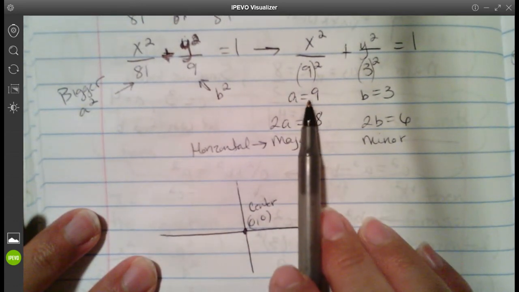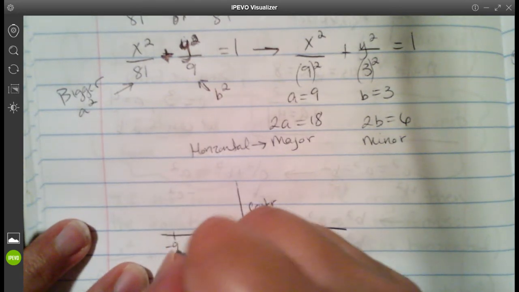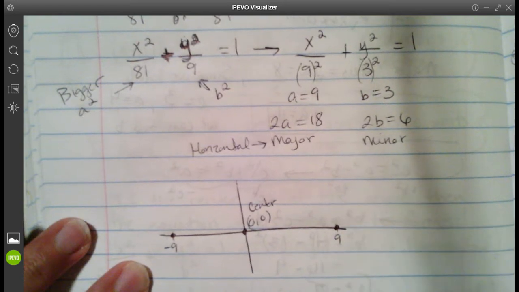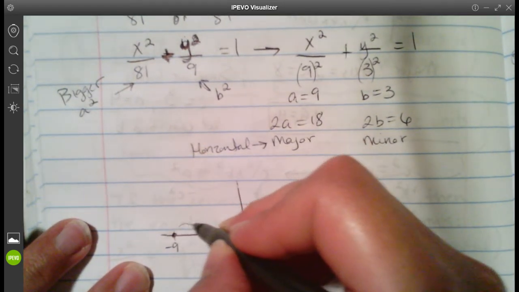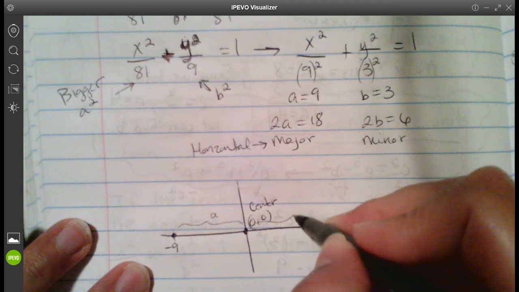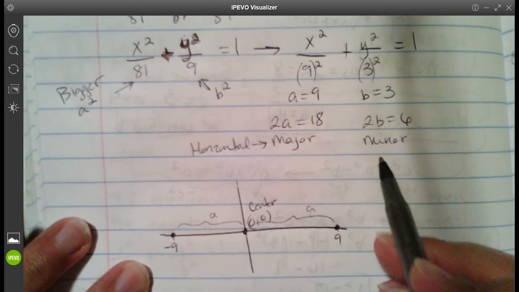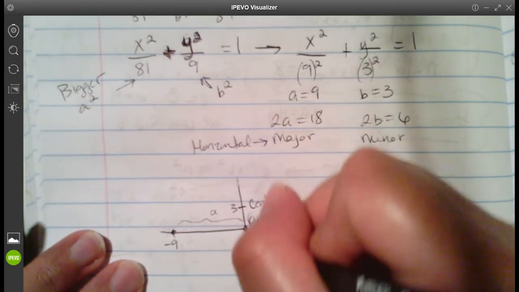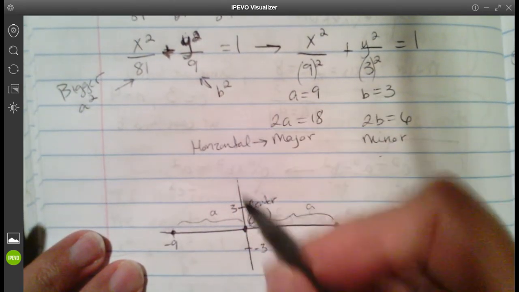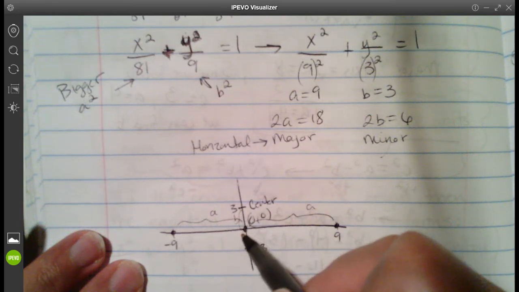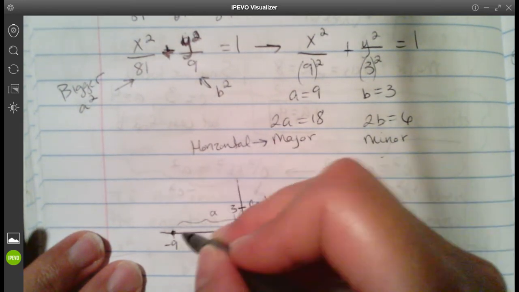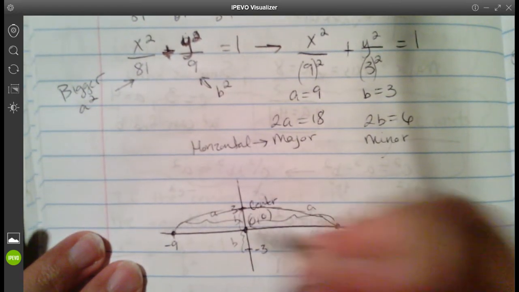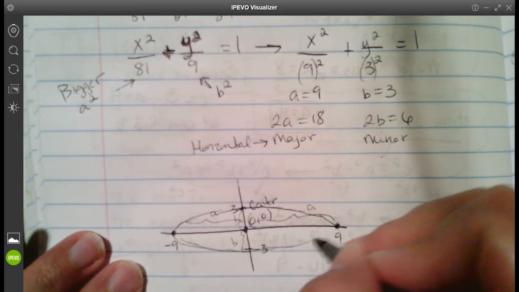And since my A is 9, that means that I'm going to go 9 over this way and 9 over this way. Remember, this whole thing right here, that's 1A and this is another A, which is a total of 2A. My minor is going to be 3. So 3 here, negative 3 here. And again, this distance right here is B. This one is also B. And we can kind of do our ellipse already. Mine's kind of crooked, but it's going to look something like that.